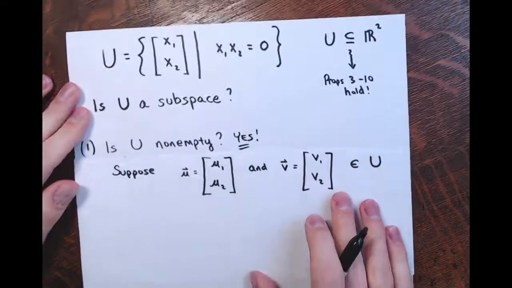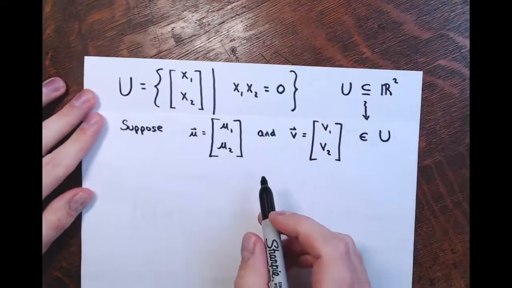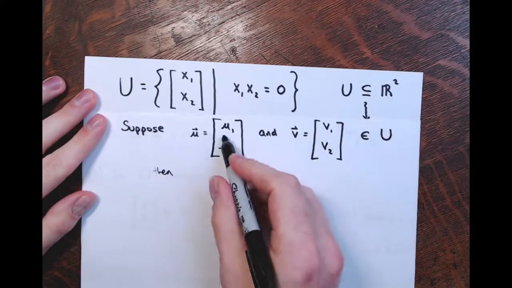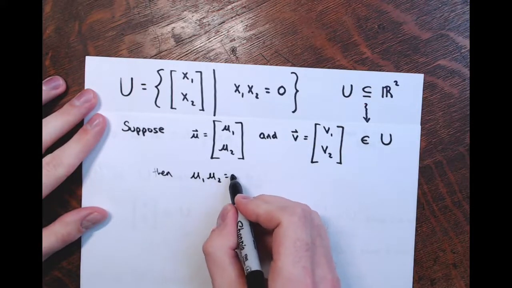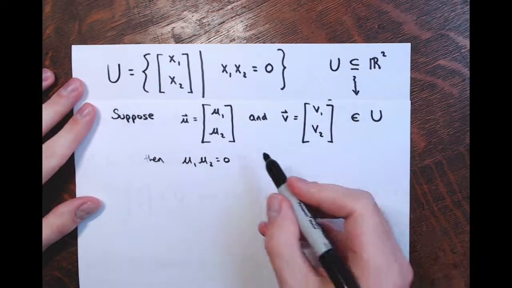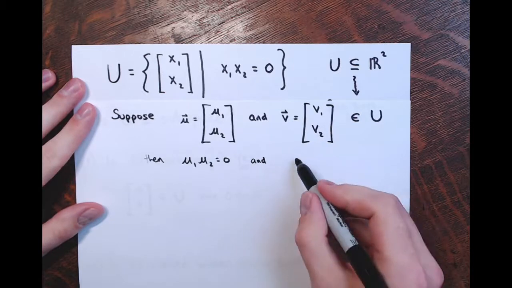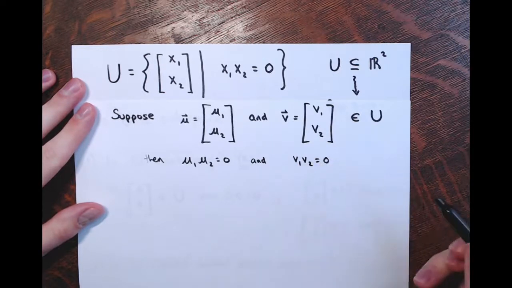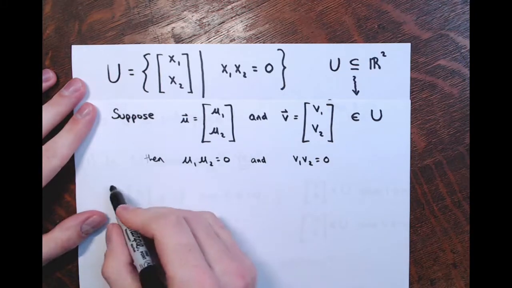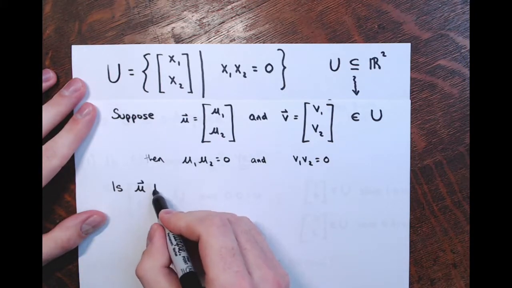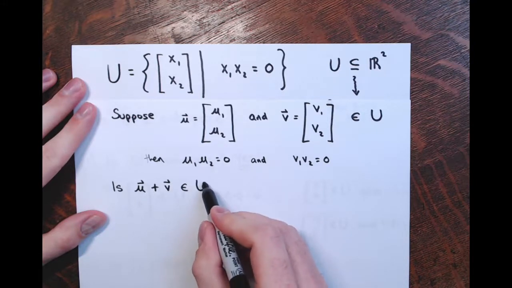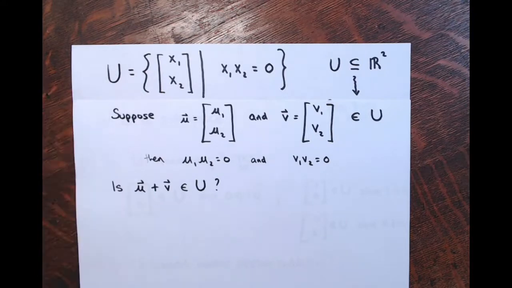Now, since they are in U, then the product of their components, u1 times u2, must be 0. That's what it means to be a vector here in set U. So u1 times u2 must be 0, and v1 times v2 must also be 0. All right, so now the big question is, is u plus v also in set U? Because if it is, then yes, it's closed under vector addition. If we can find an example where it's not, again, you just need to find one example, one pair of vectors whose sum is not in U to show that it's not closed under vector addition.